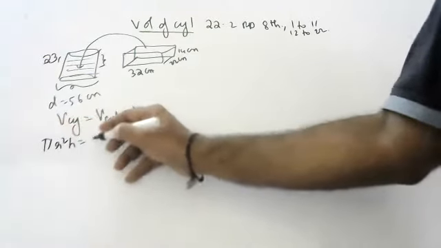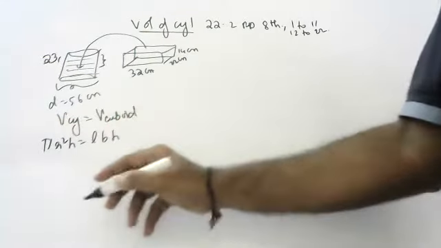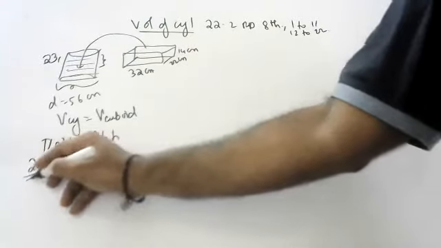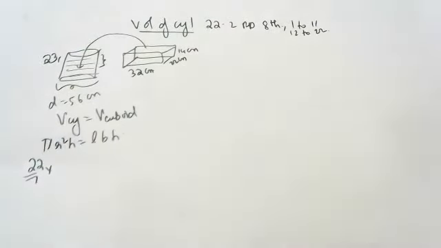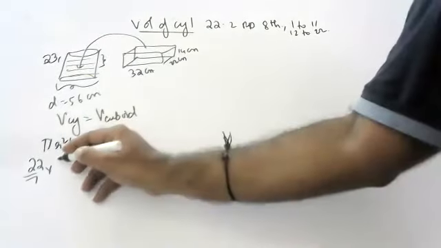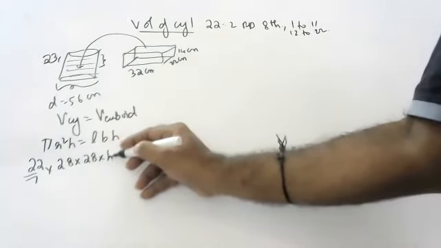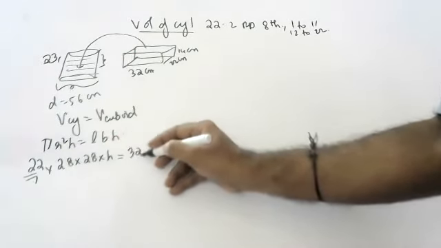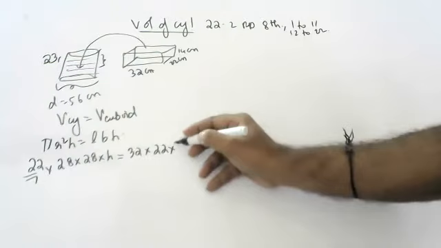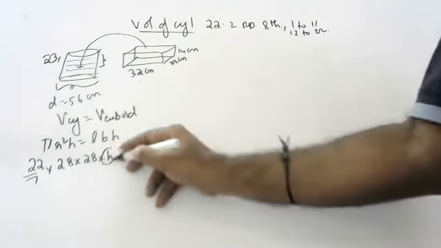Sir, pi r square h is equal to lbh. That is 22 by 7 into radius squared into h, where diameter is 56, so radius is equal to diameter by 2, which is 28. The rising level we should find out. Equals 32 into 22 into 14. This we should find out.